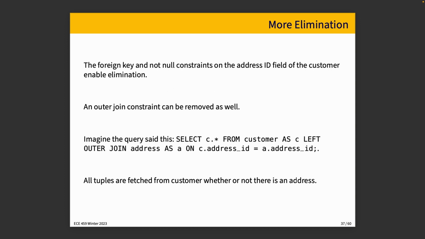The other thing is, outer joins can be removed as well. Outer join says I want to join all things in these two tables, even if there isn't a matching row in the other table. I would just fill it in with nulls if you needed. And if that's the case, all the tuples are fetched from the customer, whether or not there's an address. So this left outer join serves no real purpose. And can we get rid of it?